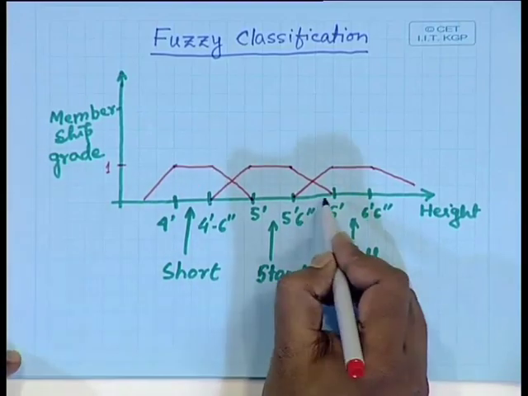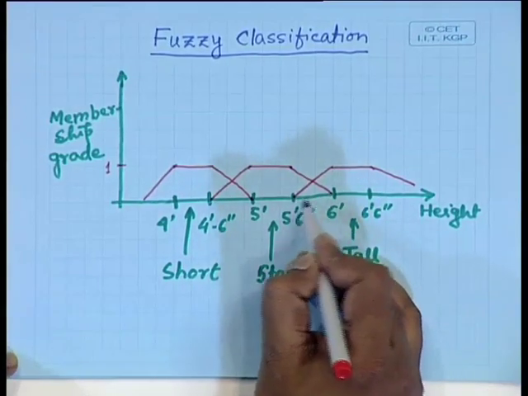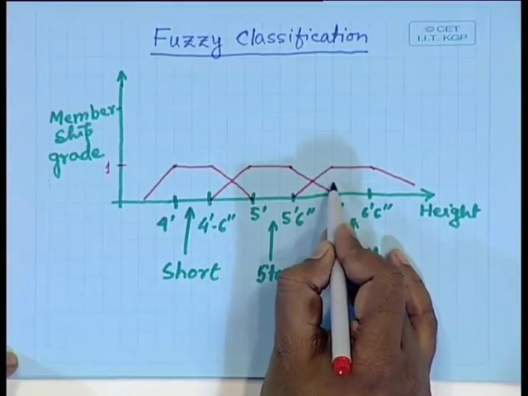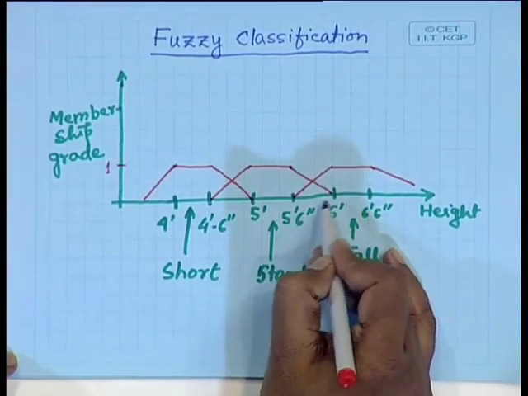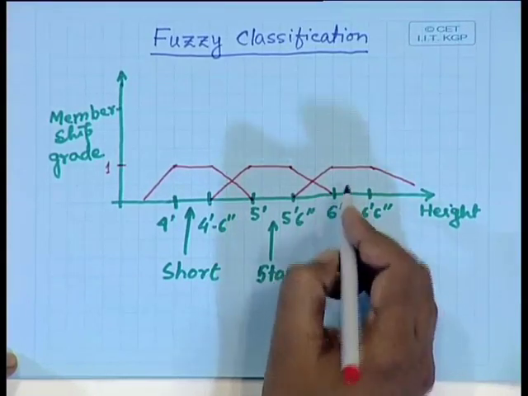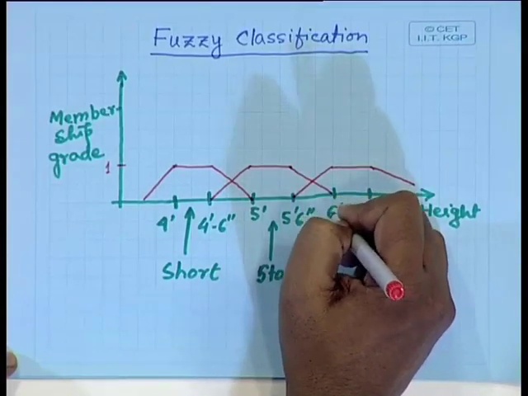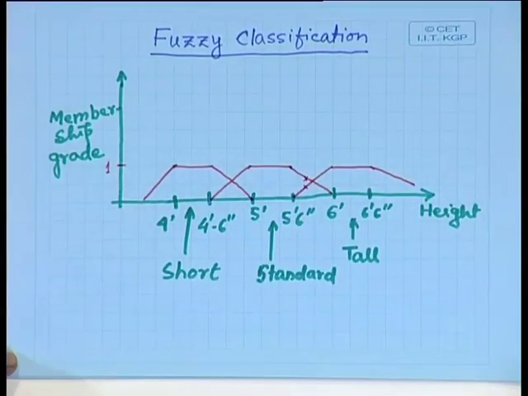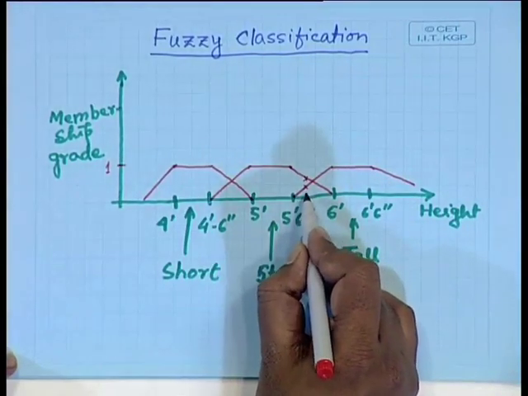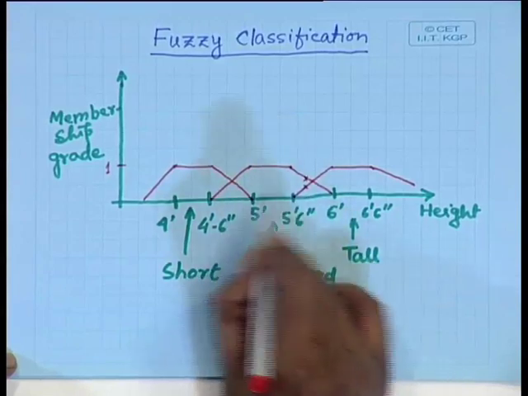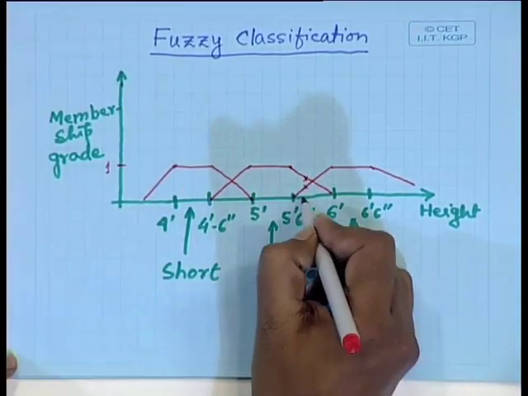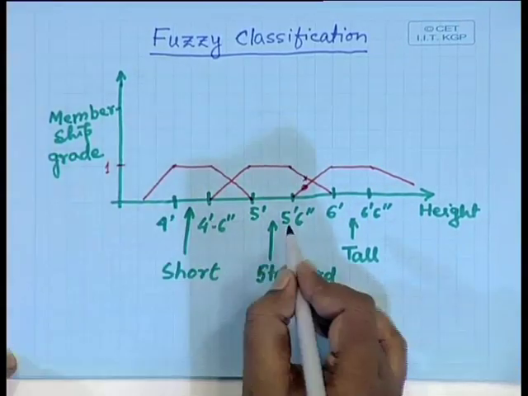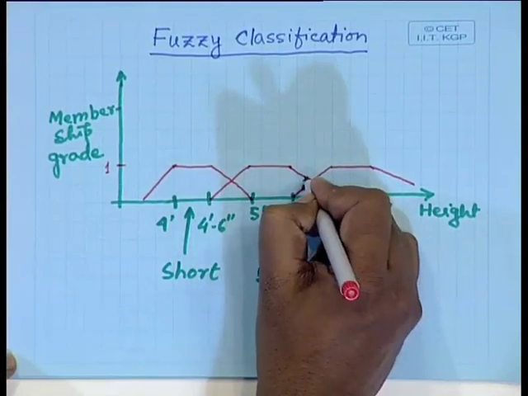Over here in this region, let us consider say 5 feet 6 inches to 6 feet. If the height is around 5 feet 9 inches, I will be somewhere over here at this position. In this location you find that the person gets 2 membership values in 2 of the classes. The membership value to set tall is this much, and the membership value to the set short is this much.